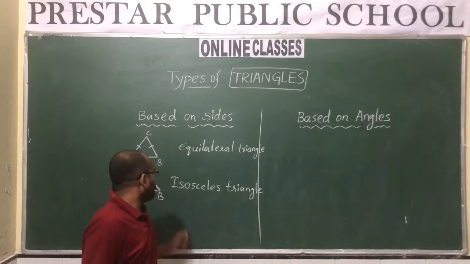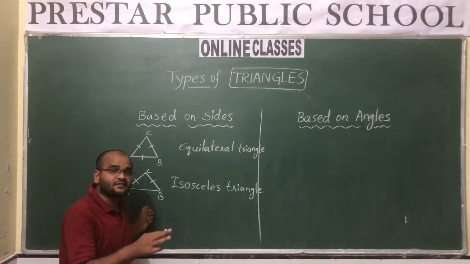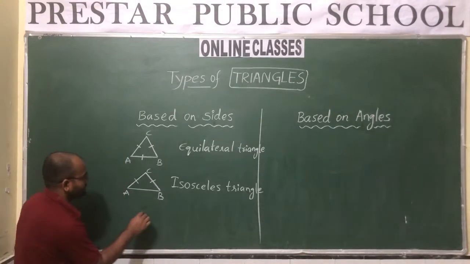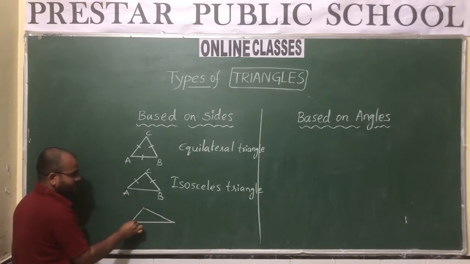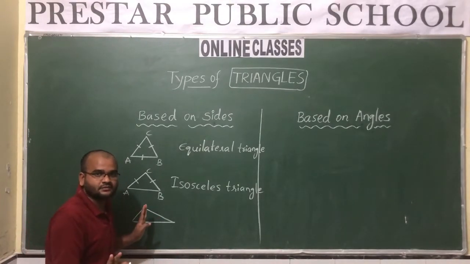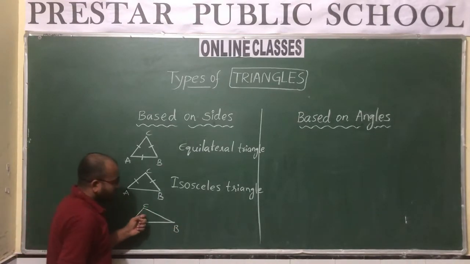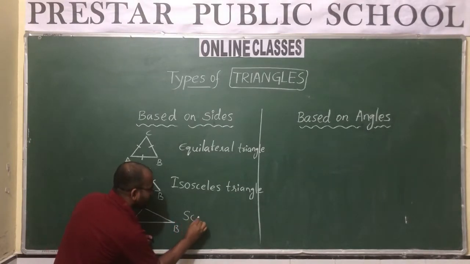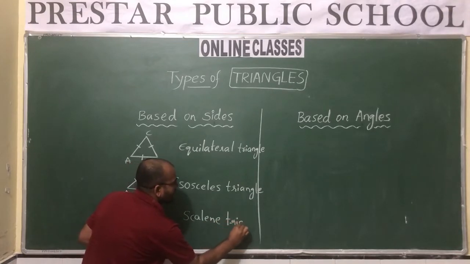Now let us see. If 3 sides are not equal, then that is called a scalene triangle. One side is like this, another side is like this, and the third side is like this. 3 sides are different. In a triangle, if 3 sides are different, then the triangle is called a scalene triangle. Scalene triangle.